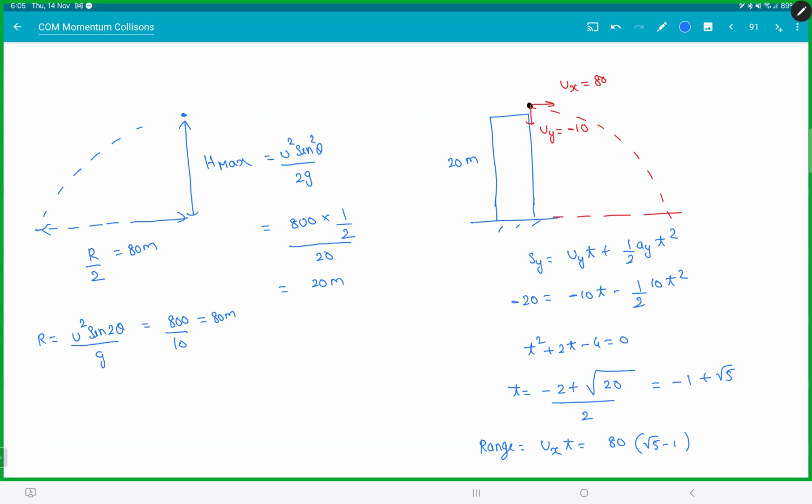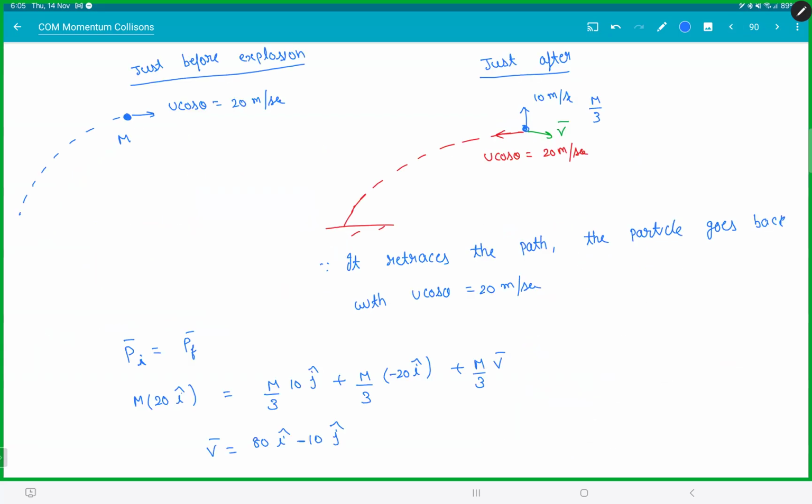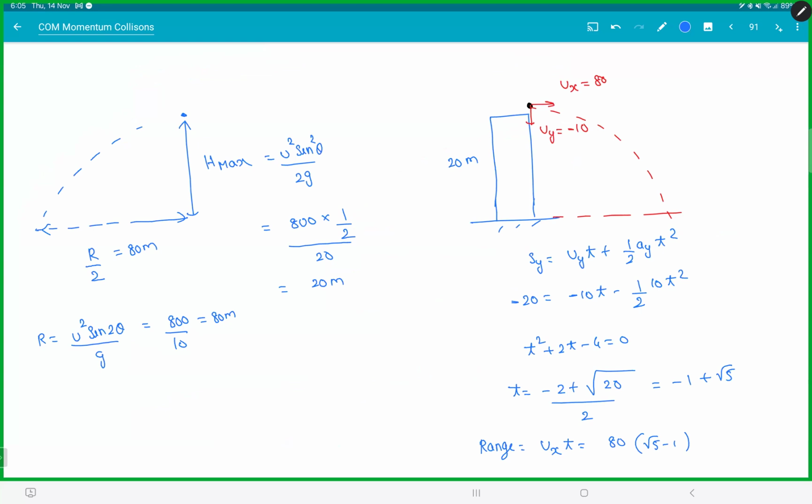Please check this thing. What did you guys do for the time of flight? You took root 2h by g, yeah? Is this making sense? So this guy will have both a horizontal and a vertical component. So it becomes like a projectile which is thrown down. Ask me if you're confused. Sir, can you just show the previous page?